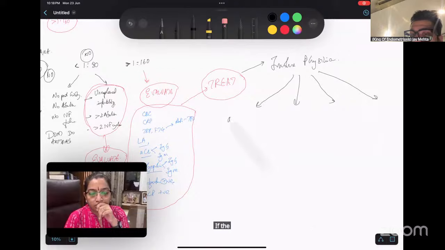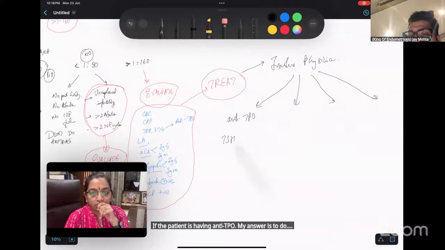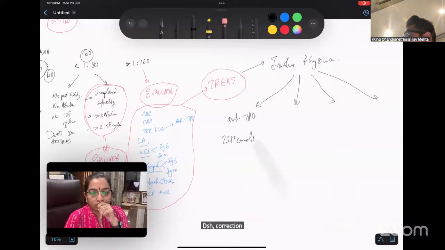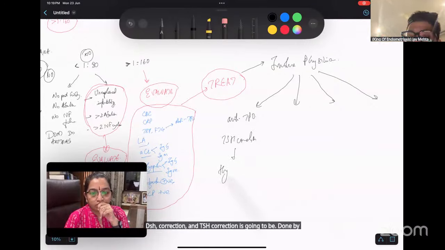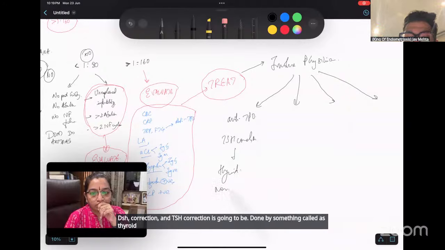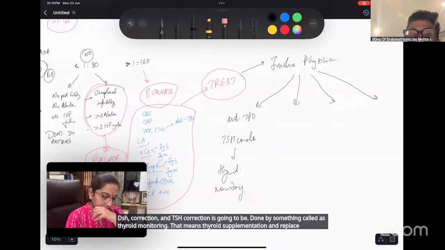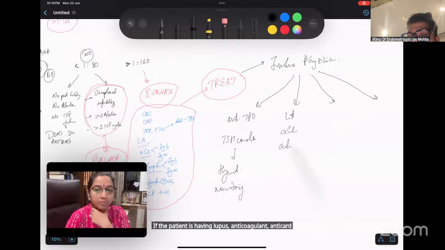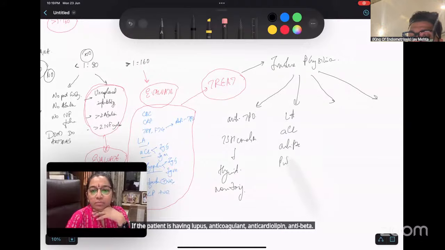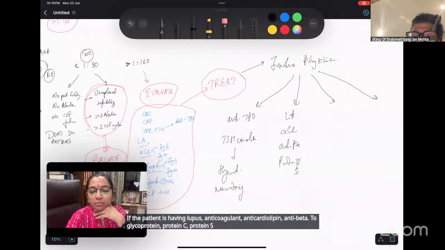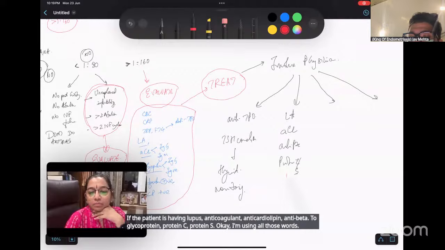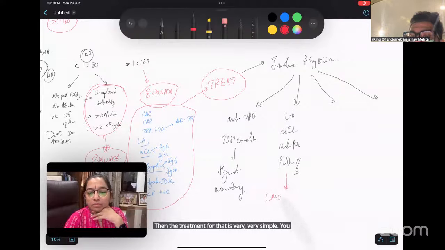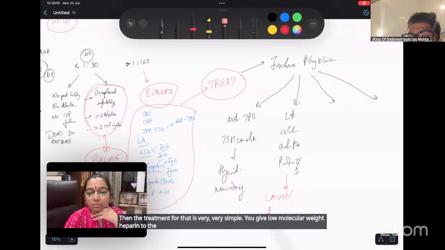If the patient is having anti-TPO, my answer is to do TSH correction, and TSH correction is going to be done by thyroid monitoring. That means thyroid supplementation and replacement. If the patient is having lupus anticoagulant, anticardiolipin, anti-beta 2 glycoprotein, protein C, protein S, I'm using all those words, then the treatment for that is very, very simple. You give low molecular weight heparin to the patient and you give aspirin to the patient. Understood?